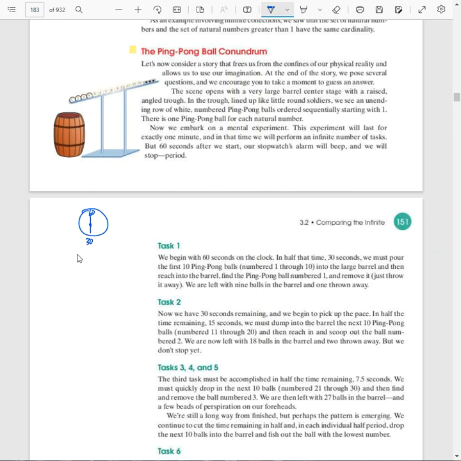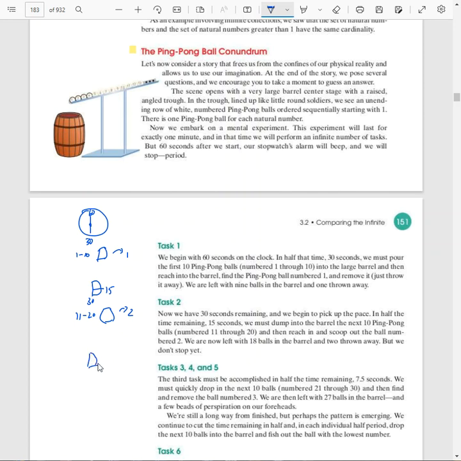The ping pong balls numbered 1 through 10 are in the barrel. Oh, bad barrel. And then we take out number 1. Now we have 30 seconds remaining. And in half the time, at 15 seconds, we pour in 11 through 20 into the barrel. And we take out number 2, because it's task 2. And we keep doing this. We keep cutting the time.